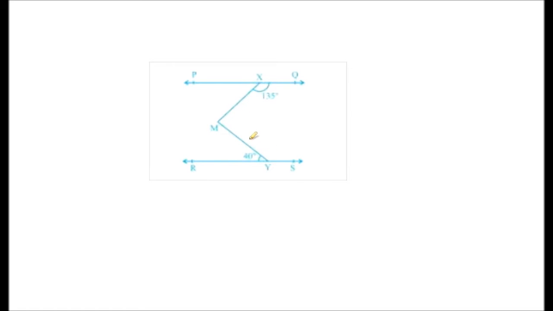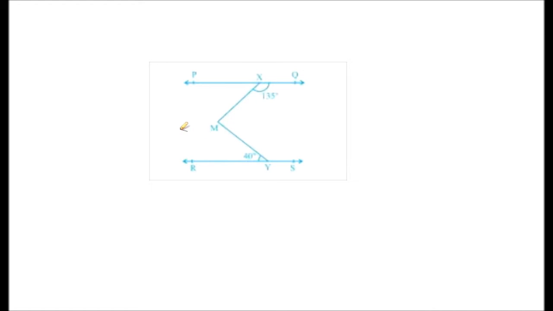Here we have a question. PQ and RS are parallel lines, and here MXQ is given as 135 degrees and MYR is given as 40 degrees. We need to find XMY, we need to find this angle. To solve this, we have parallel lines, and between these parallel lines we do not have a single transversal.